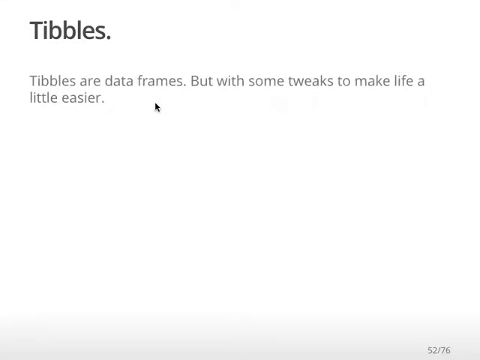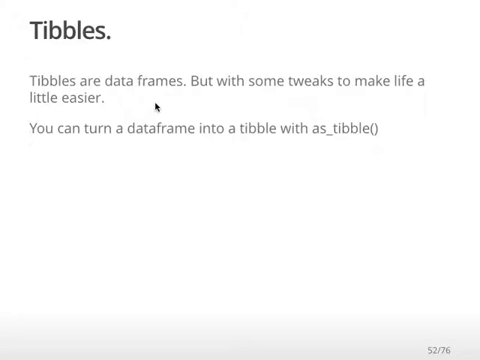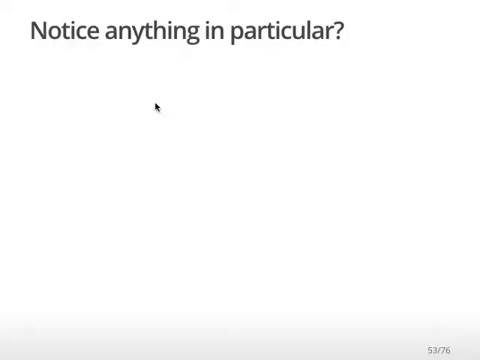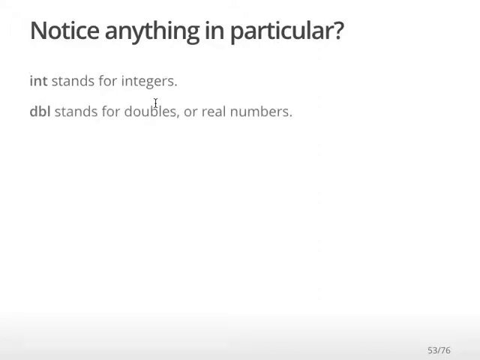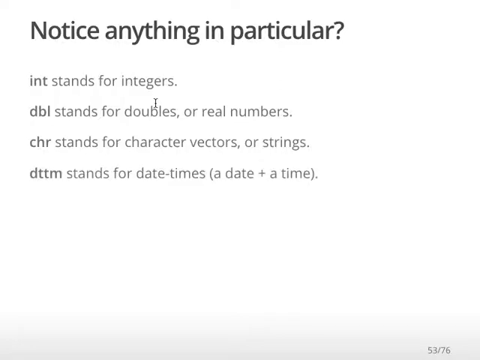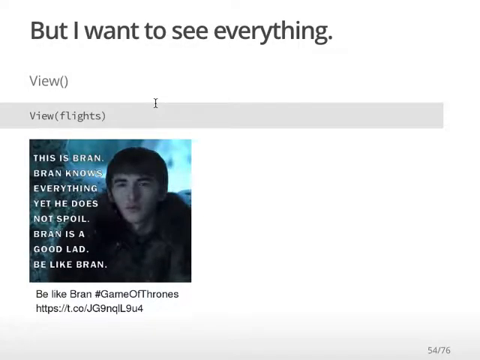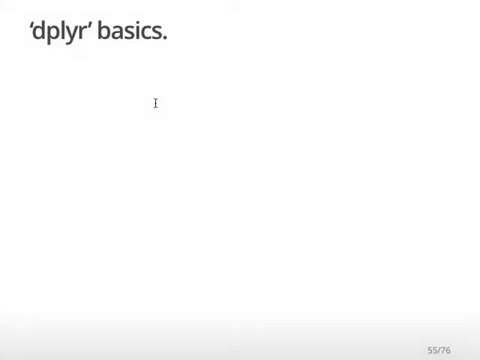Tibbles are like data frames, but with some additional tweaks to make data handling slightly easier. You can turn a data frame into a tibble with as_tibble, so if you needed to do that, you can turn one into the other. What you should have noticed is that it labels all these things like integers, doubles. It will tell you which type of variables are living in your data set. So character for vectors or strings, and you will also have things which are dates and times combined, and they will be dttm. If you wanted to see all 337,000 flights, I don't recommend you do that. You can use view, and then you'll see every single element in that database printed to your screen.